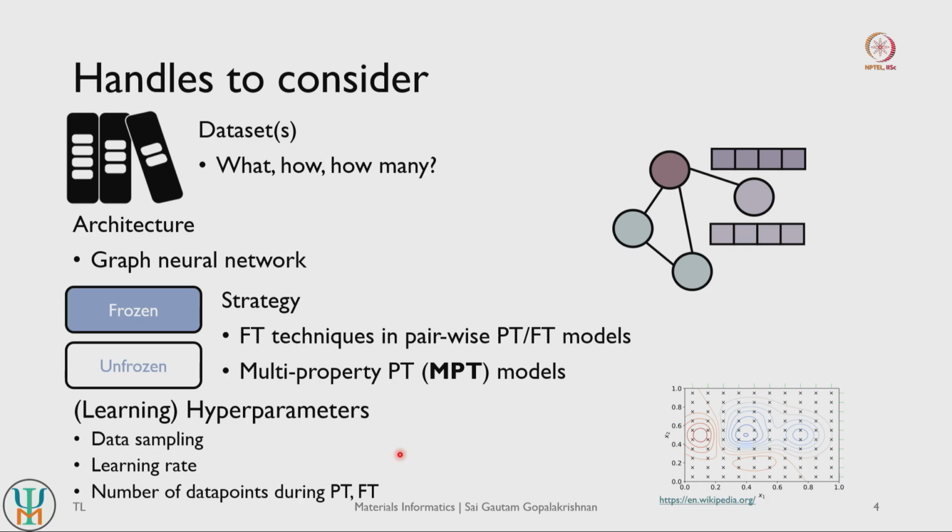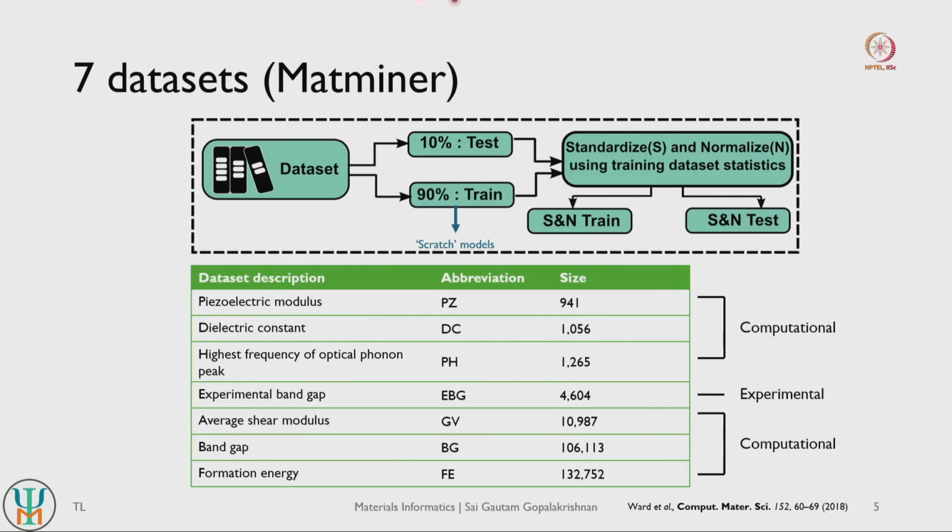So we look at all of these handles, and then we look at how to optimally use some of these handles, and when you use these optimal handles, whether transfer learning is actually useful, whether it provides better performance to us compared to models that are trained from scratch. Okay. So with respect to data sets, that is the first handle to consider.